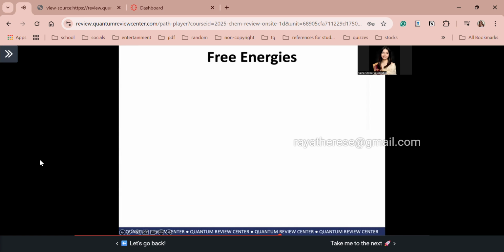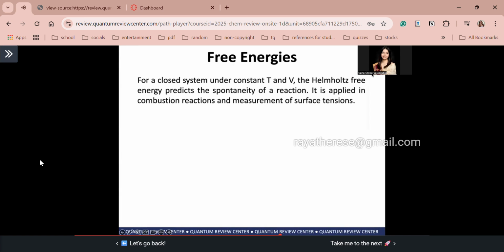Now, guys, let's discuss the two types of free energies, okay? So for a closed system under constant temperature and volume, the Helmholtz free energy predicts the spontaneity of a reaction, okay? Na-apply natin siya in combustion reactions and measurements of surface tension. So that is dA is equal to dU minus TdS. Basically, guys, okay, Helmholtz measures the usable energy in a system at constant temperature and volume, okay? Bakit tayo, guys, nagsasubtract ng energy loss to entropy? Okay? Because some of it, guys, in Helmholtz free energy, okay, some energy is lost to entropy. Kaya tayo may minus TdS. Okay? So at constant T and V, we care about how much energy is actually available to do some useful work.